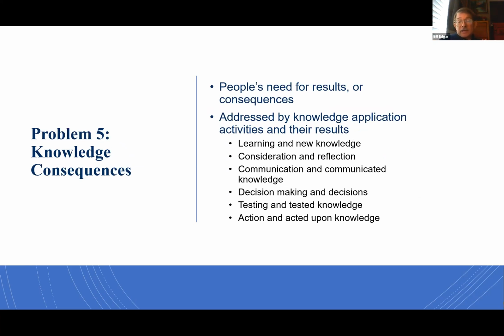Next and last, but by no means least, is the issue of knowledge consequences. That is to say, people need results from knowledge. And those results can come in several forms. They come as we apply knowledge so as to learn new knowledge, and the result is the new knowledge that we've learned. We need results from knowledge through consideration, and the result there is reflection. We use knowledge to simply think about it individually or collectively in groups, and we do reflection. We use knowledge so as to communicate it, sending it from one person to another, from one group to another, and the result is communicated knowledge.